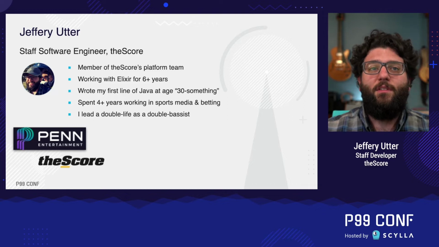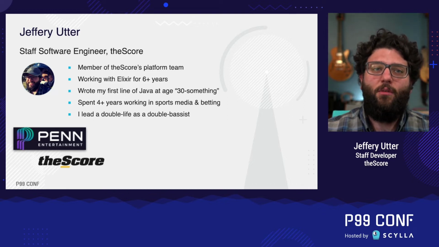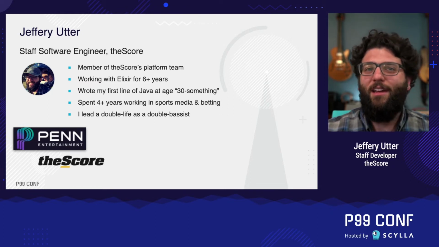Like I said, I'm a staff software engineer at theScore, which is part of Penn Entertainment, and I've been working on our platform team. I've been writing Elixir for over 6 years, but our project today is a project that we've written in Java. And as you can see, I wrote my first line of Java at age 30-something. I don't know how I made it this far in my career avoiding it, but here we are.